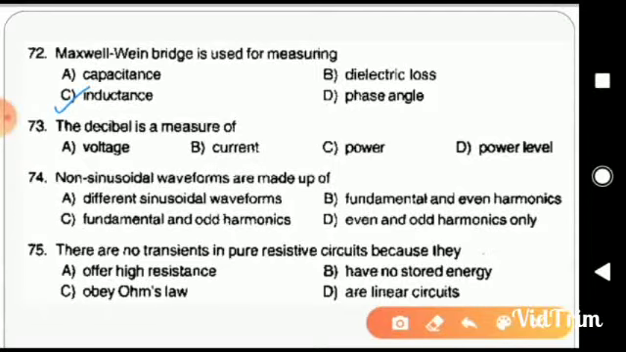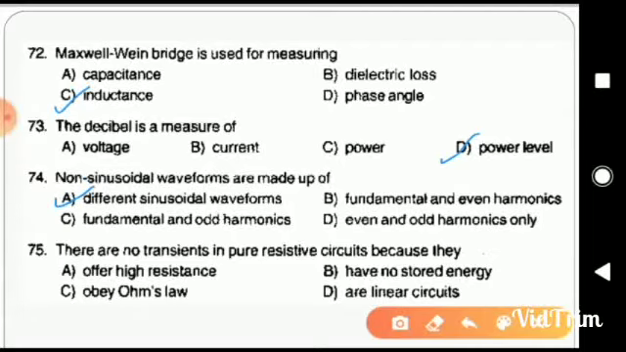Question 73. Decibel is a measure of. Option D is the correct answer, power level. Decibel is actually giving you the power level of a particular element. Moving on to question number 74. Non-sinusoidal waveforms are made up of different sinusoidal waveforms. It is a combination of different sinusoidal waveforms.